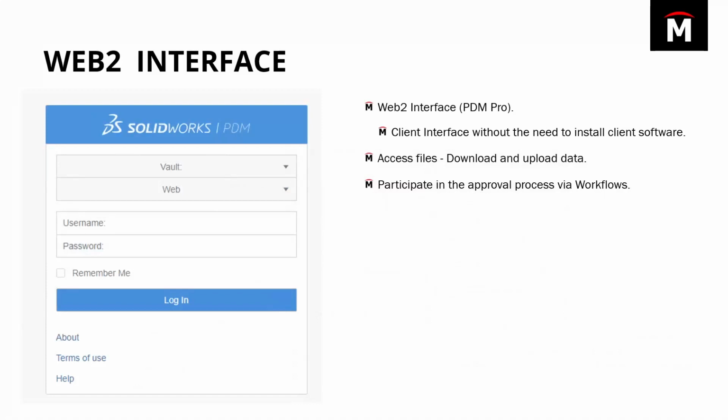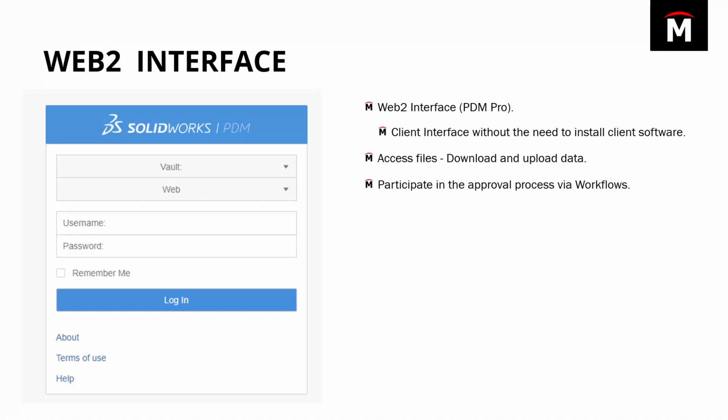All right, so let's start with the Web 2 interface. The Web 2 interface is a client interface without the need to install the client software. So this can be made available for the internet as well as the intranet, so internal or World Wide Web. And it's great for occasional users, people who maybe just go into PDM once in a while to view a drawing, that reduces the need for you to install client software. It's also great for external contractors, remote workers, temporary workers. They can also take advantage of this interface.